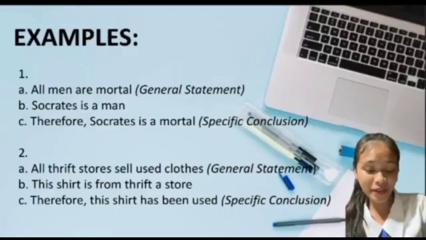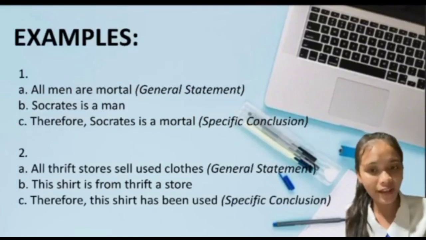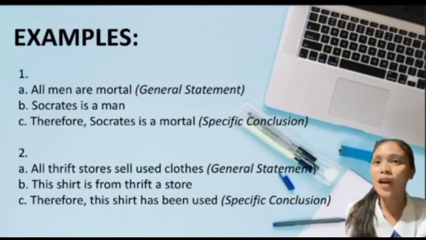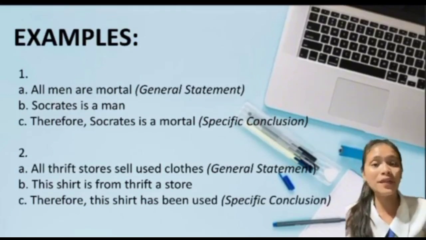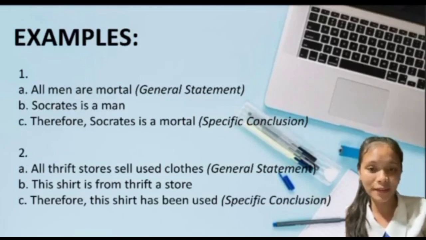Presented on the screen are some examples of deductive reasoning. The first example: all men are mortal. Socrates is a man. Therefore, Socrates is mortal.